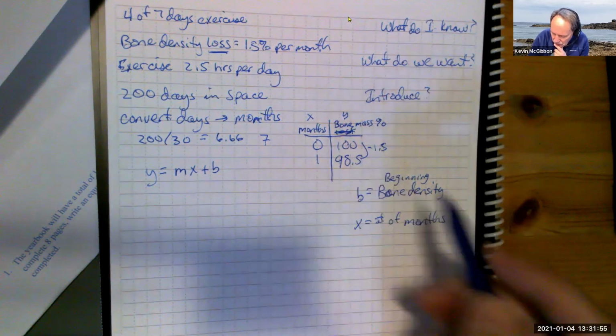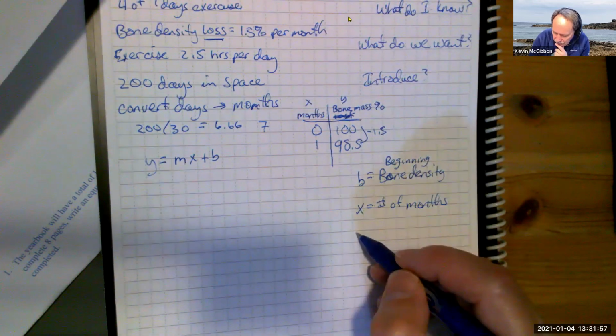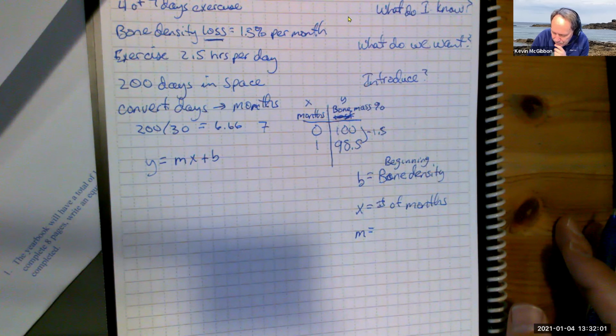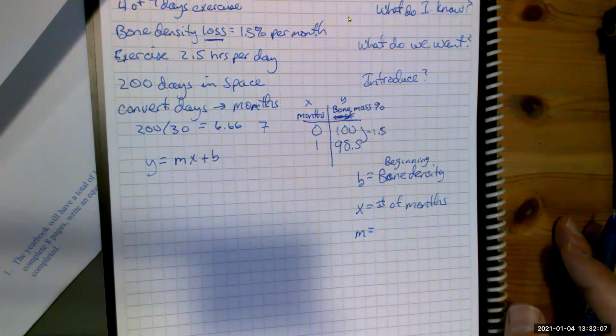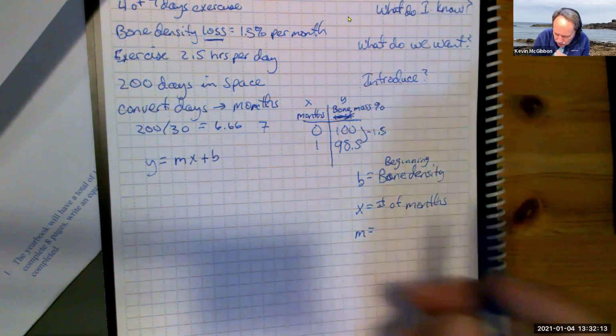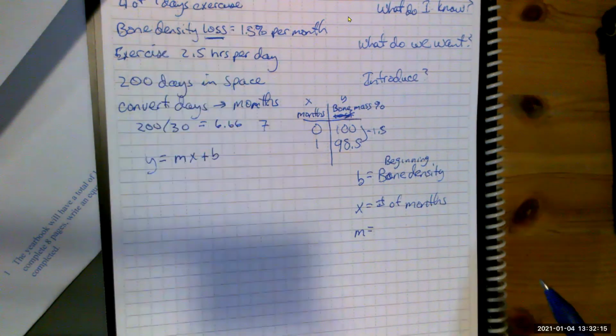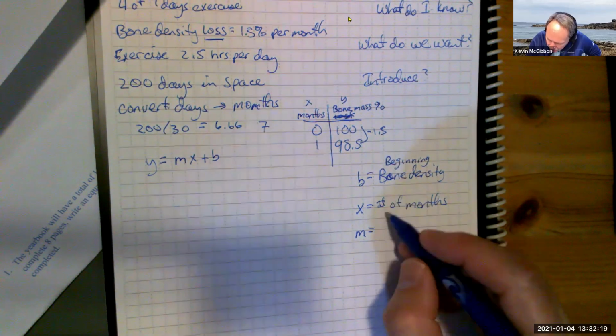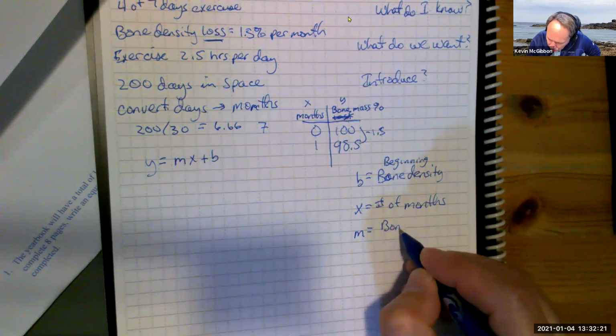Okay, what's our slope going to be then? Can somebody help me with that? Maybe the amount you're subtracting every time. Yeah, 1.5. Okay, how would we label that? What did I put up here? Bone density loss per maybe month. Oh, yeah, I like that. Yeah, let's use that. Bone density loss per month.